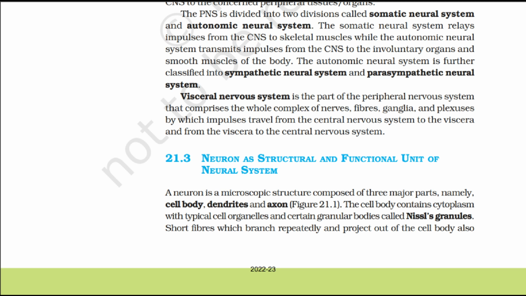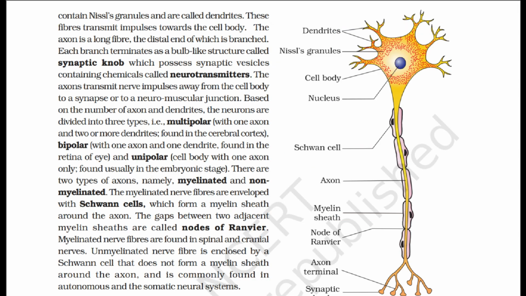Neuron as structural and functional unit of neural system. A neuron is a microscopic structure composed of three major parts, namely, cell body, dendrites, and axon. The cell body contains cytoplasm with typical cell organelles and certain granular bodies called Nissl's granules. Short fibers which branch repeatedly and project out of the cell body also contain Nissl's granules and are called dendrites. These fibers transmit impulses towards the cell body.